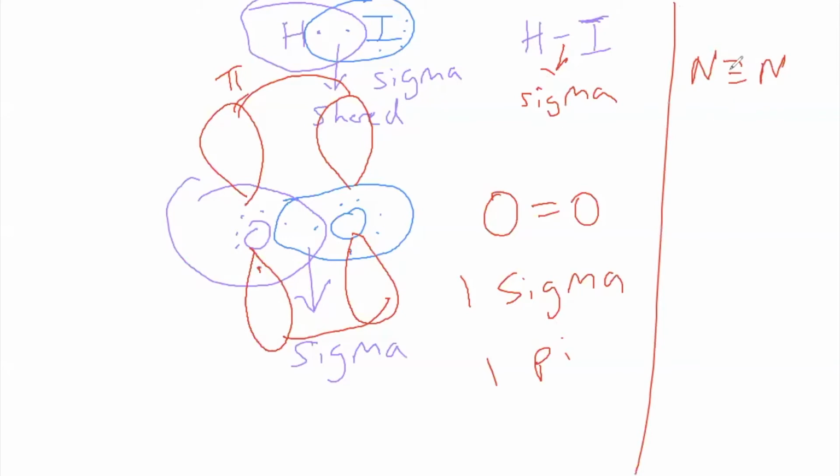Wait a minute, can you repeat that? Yeah. In a single bond, it's always 1 sigma. In a double bond, you always have 1 sigma and 1 pi. And in a triple bond, you always have 1 sigma and 2 pi bonds. I see. So it's just based on how many bonds you have.